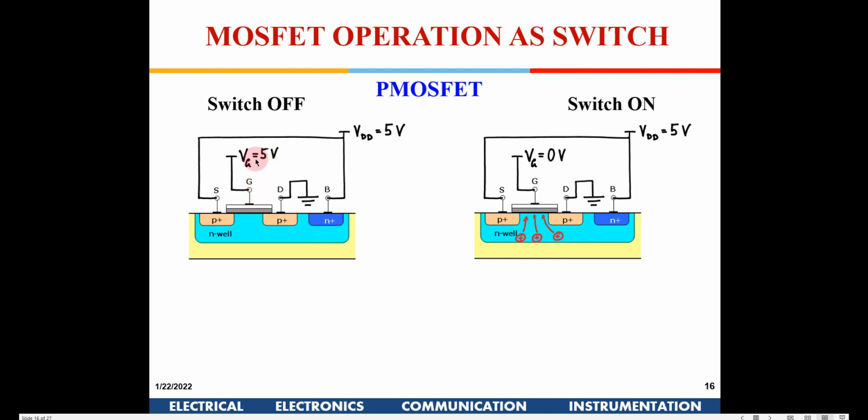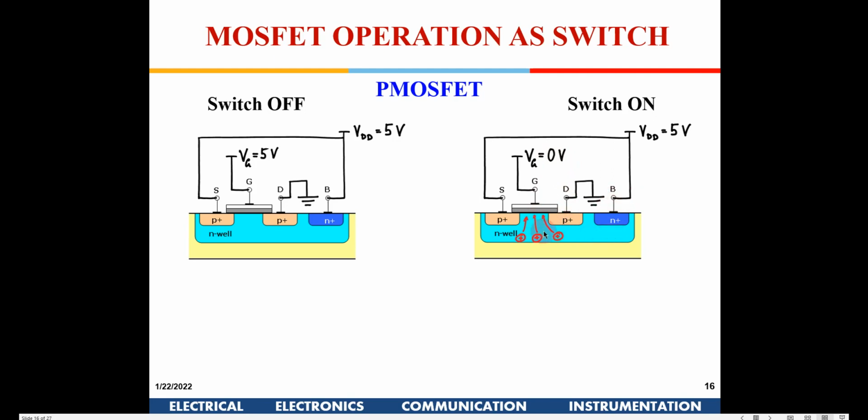Now if you give 5 volt here, this will be in the switched off condition. Since this is an N well, the aim is to drive away the electrons here and pull the holes from the P region, exactly the opposite. So to switch on this device, I need to give Vg equal to 0. If I give Vg equal to 0, now you find this body is tied to 5 volt.